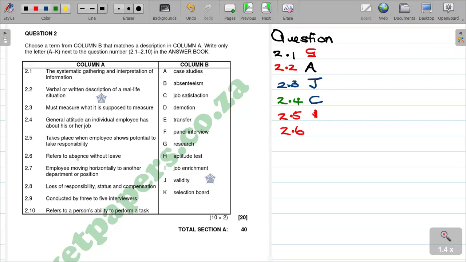Refers to absence without leave. We call it what? Absenteeism, which is B. When one is absent without leave, we call it absenteeism. Right. So let's go to 2.7.